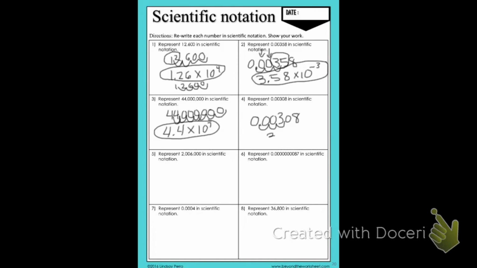So put 3.08 times, we moved over 3 times, so it's times 10 to the negative third power, because it's a small number. Alright, so you go ahead and finish 5, 6, 7, and 8 for your homework.